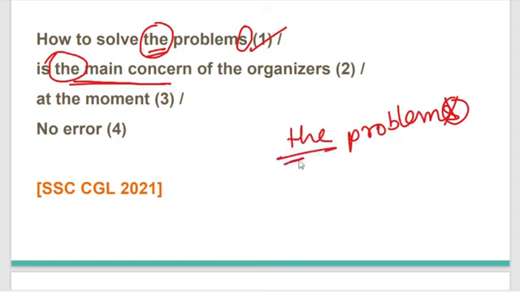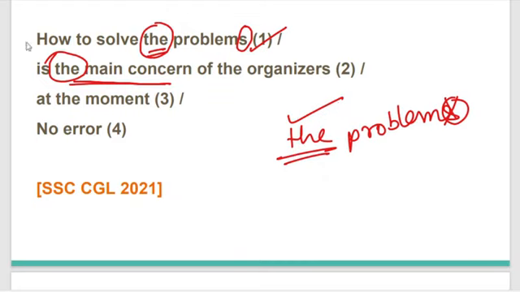The problem. That means the organizers are concerned with one particular problem and not innumerable problems. The organizers are confused with one particular problem, and for that one problem we are using the definite article 'the', and that is also the main concern of the organizers, right? So basically, if the question was written in this way, 'how to solve the problems is the concern of the organizers', the sentence would have been literally correct but grammatically incorrect.